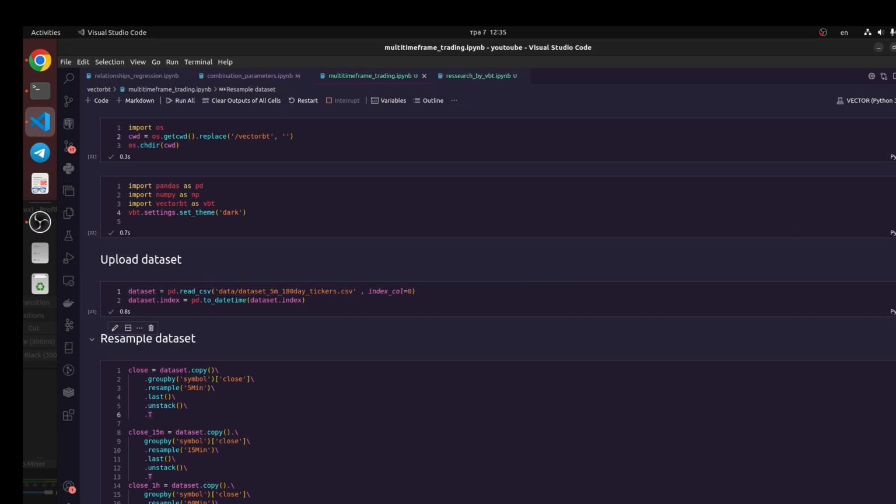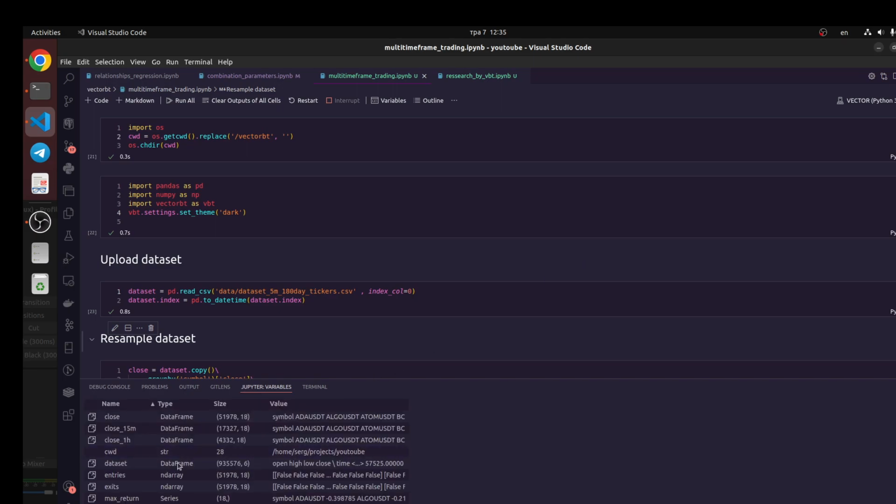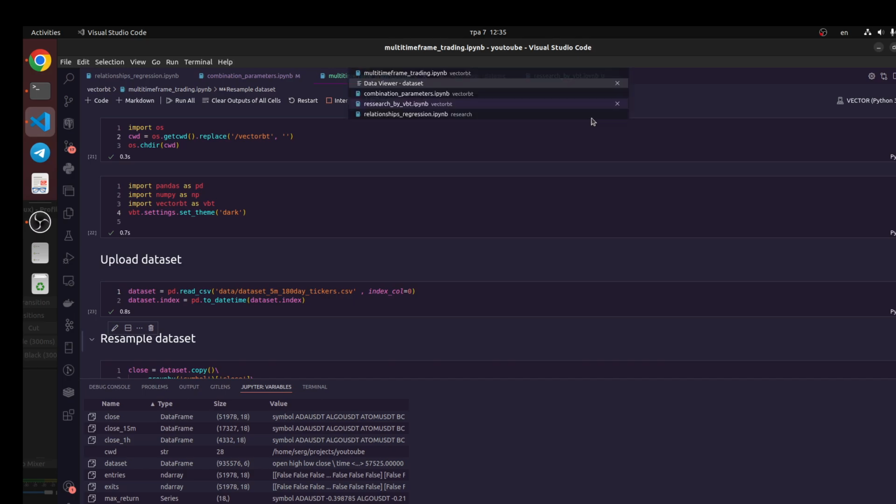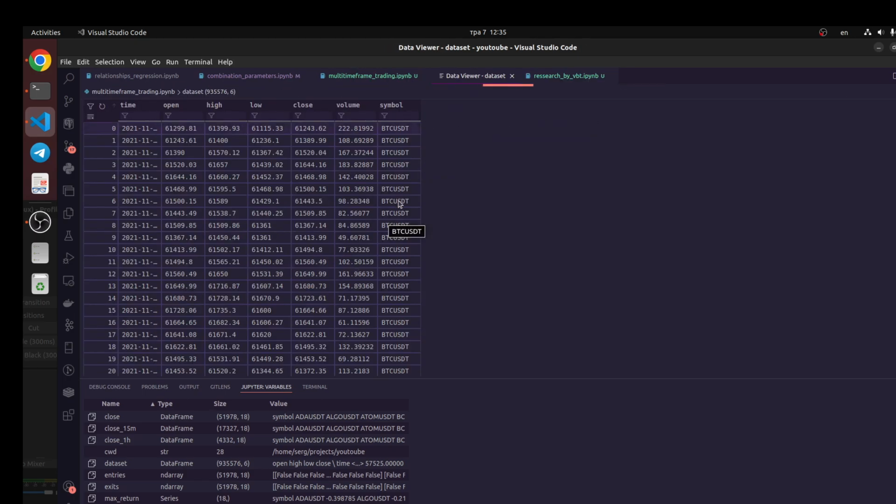Next, what we need to do is check our dataset to understand the data format. And you see we have a column named symbol. I showed it to you before, and we have several symbols. It's more than 20 symbols, maybe.